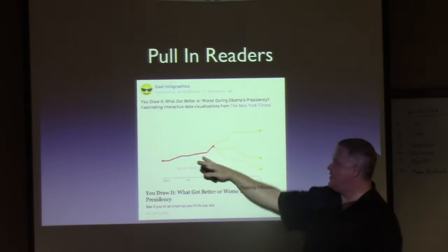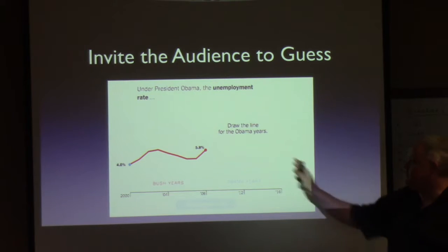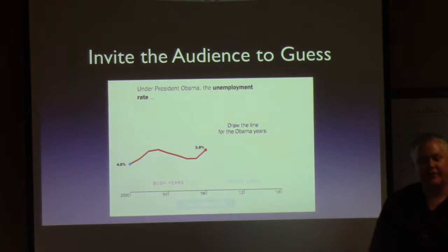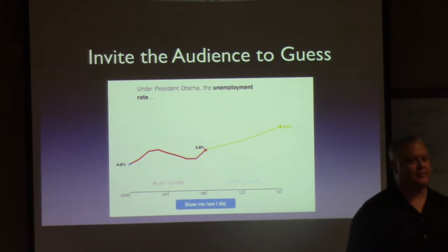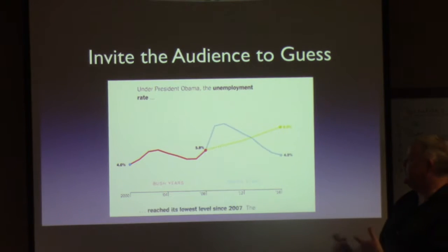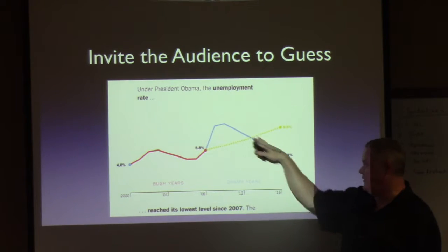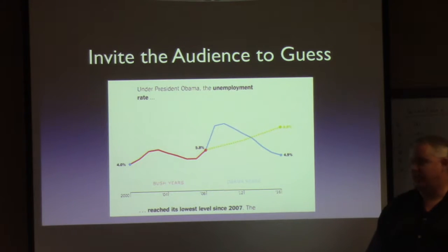So this is just what gets shared on social media. When you go to the website, it says, okay, here are the Bush years. In this case, it's unemployment. Here are the Bush years. You draw the line where you think it went. Right, so you have to guess. You have to participate. And so you throw a line in. Say, okay, I think it went up. Right, and then they reveal to you the answer. It actually went up, but then it went down, right? And so this is what happened during the Obama years. And so they actually draw you into the story, which makes it much more memorable.